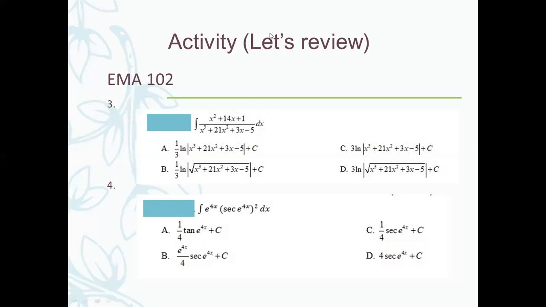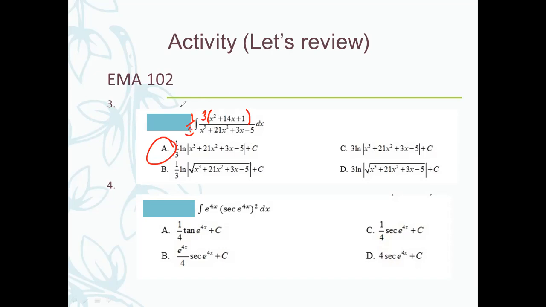Okay, answers are already in the chat box. Okay, so Bobby, Sean, okay, the answer is letter A for number three. So number three is letter A. The derivative of this will need your numerator to be multiplied by 3, and you need to place 1/3 before your integral. So the answer is A.